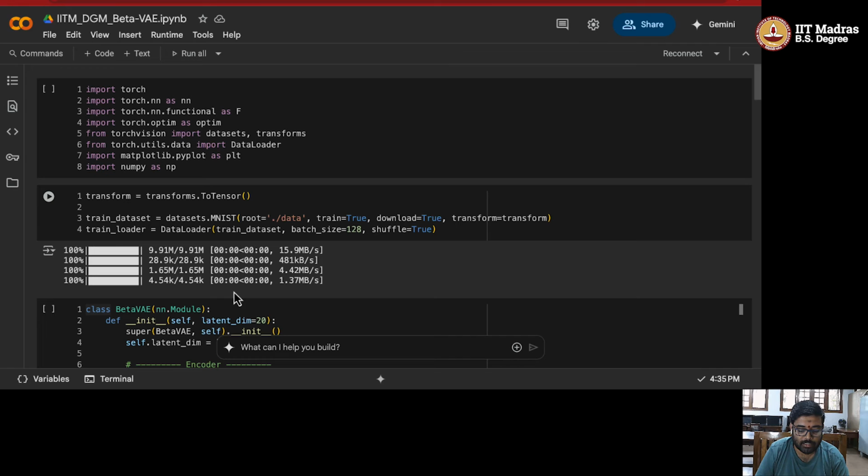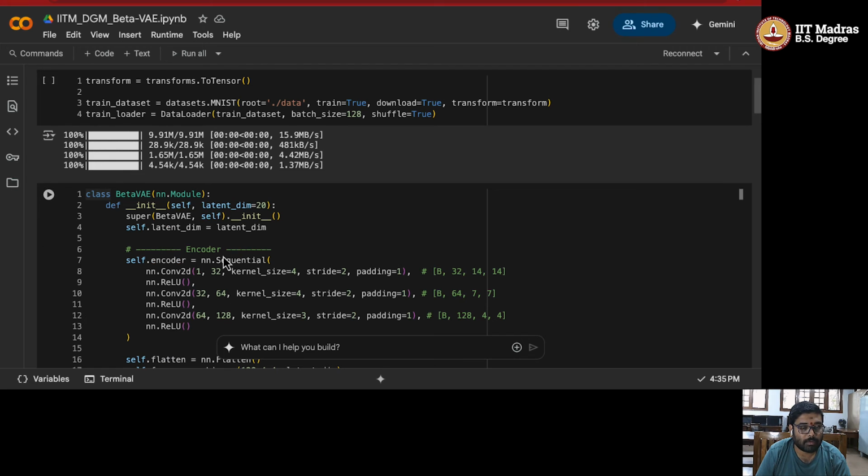Implementation is a pretty straightforward one. These are the necessary libraries. Now I will not be explaining the necessary libraries that are there. Okay, and then this is where you're transforming your data. I'm doing a very minimal transformation. I'm just transforming it into the tensor. Okay, I'm not going further than that.